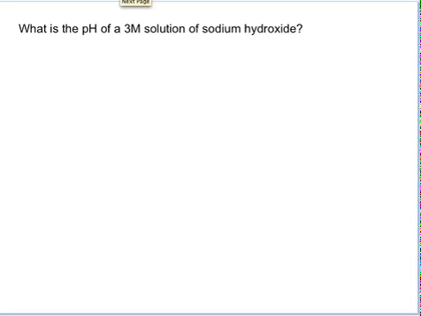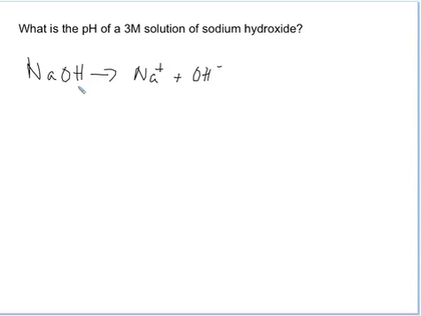What is the pH of a 3 molar solution of sodium hydroxide? Well, the first thing that you have to do is write the dissociation. So NaOH, when you put it in water, is going to dissociate into sodium ions and hydroxide ions. Sodium hydroxide is a strong base, and so you have 3 molar of this, and for every 1 mole of this, you're going to get 1 mole of that. So for every 3 moles of NaOH, you're going to get 3 moles of OH minus. So this would also be 3 molar over here.